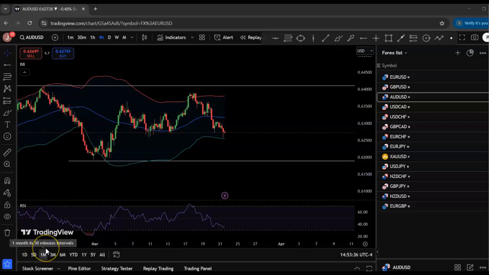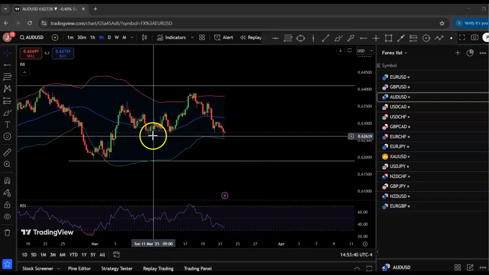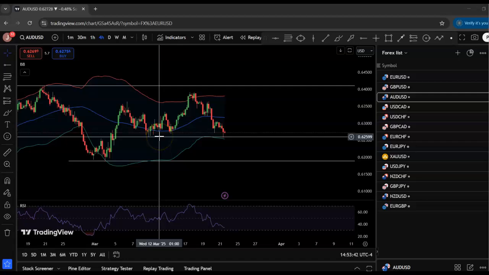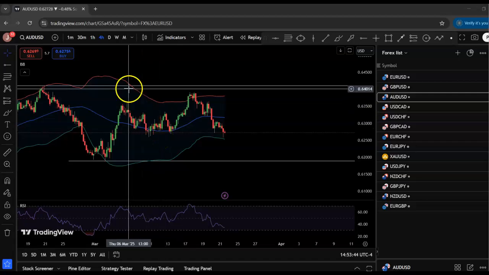So we're going to continue with the AUD USD. So we notice that we are on this support right now, the 4 hour support.